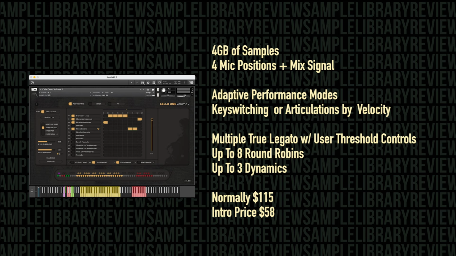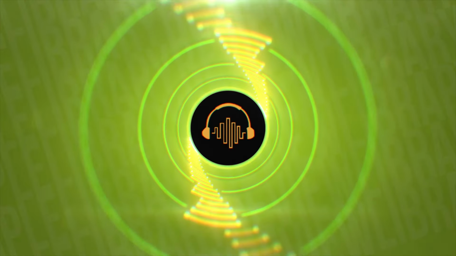We've got multiple types of true legato transitions, as well as up to 8 round robins and up to 3 dynamic layers. This does require the full version of Contact, but you can have version 5, 6, or 7. It doesn't work in the free Contact player. At full price it retails for about $116, and the intro price is only $58 right now.